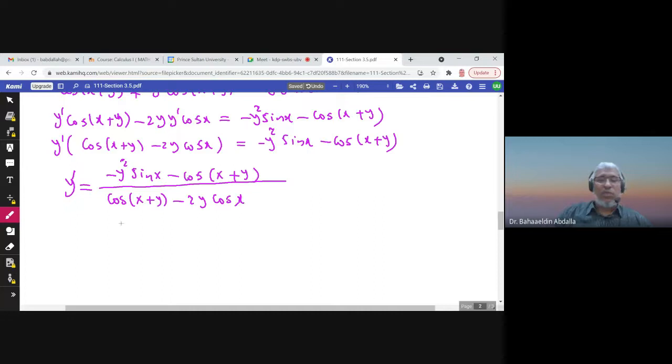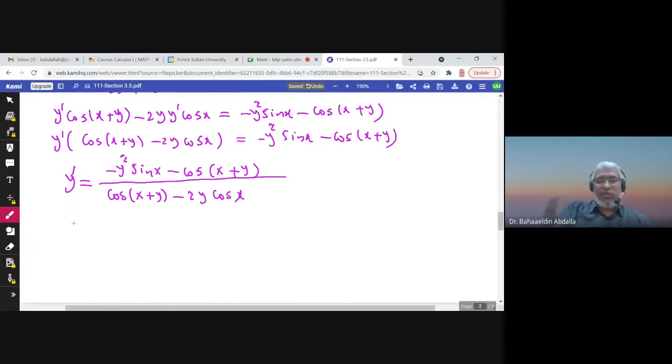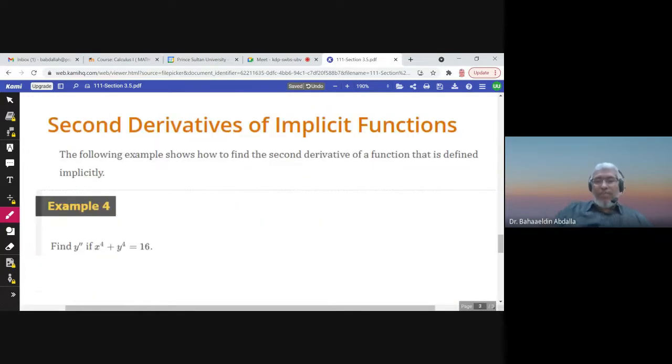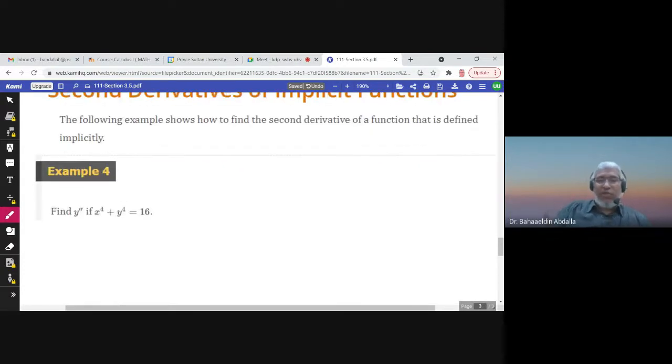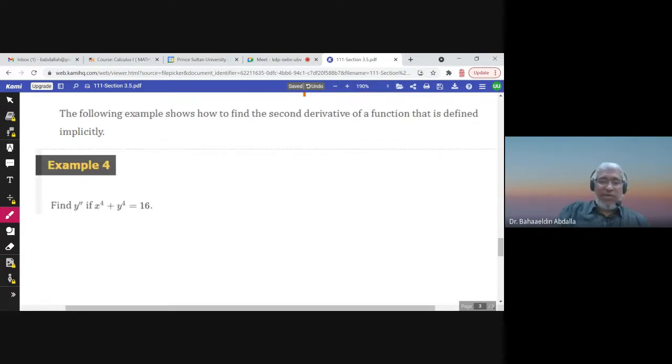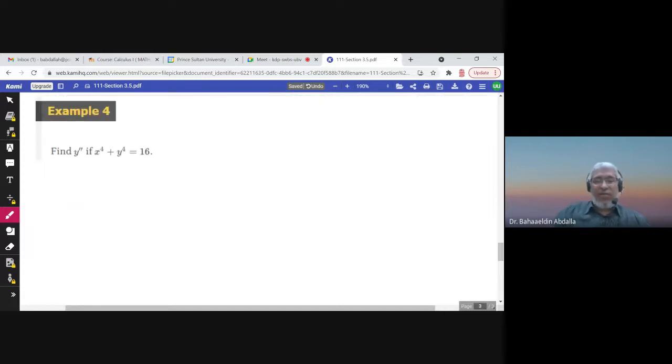So this is y prime, this is the derivative. Now what if he asks about the second derivative? Well, we find the first derivative and then we find the second derivative. Find the second derivative here. So let us start by differentiating this equation with respect to x for the first time.